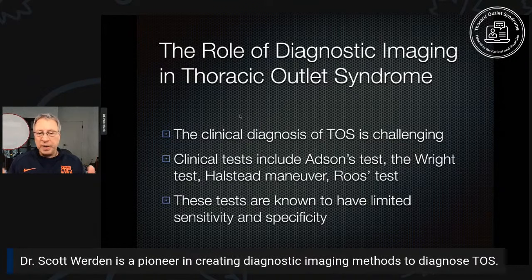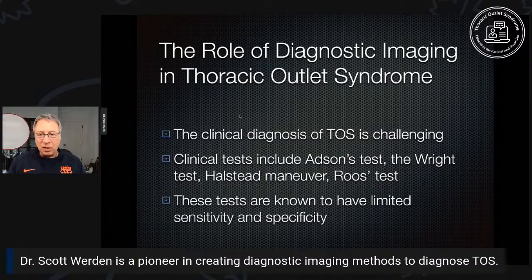Now, the clinical diagnosis. When you see your doctor in his or her office and he or she examines you, they may do some tests. If they know a little bit about TOS, they'll try tests like Adson's test or the Wright test. But these tests don't work very well for a number of reasons. When they were first developed, we didn't have imaging. Adson test in particular is about 100 years old, from the 1920s.